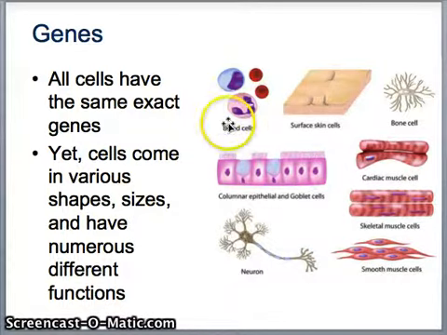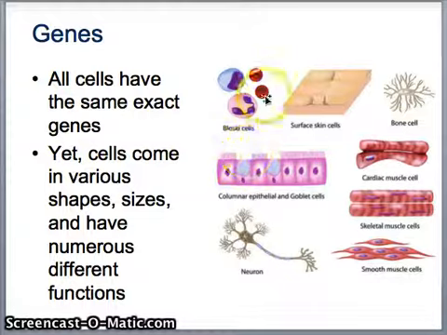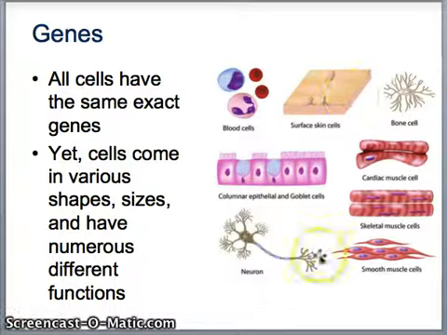So in blood cells, they're going to have the gene for hemoglobin on. All the rest of these cells have the gene for hemoglobin, but it's going to be turned off because they don't need hemoglobin. Only these guys do, because they're the ones that carry oxygen around the body. Surface skin cells are going to have the gene for melanin on. The rest of them have the gene for melanin, but it's going to be turned off because none of them need melanin to protect them from the sun, and so on and so forth. You can go on and talk about all these genes.